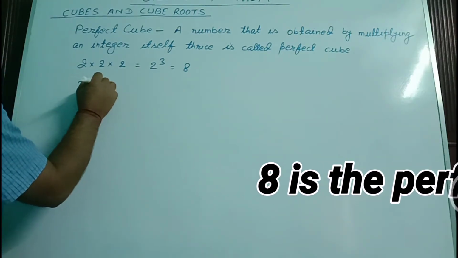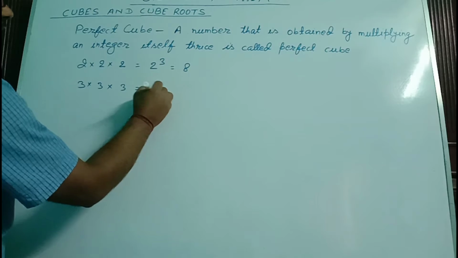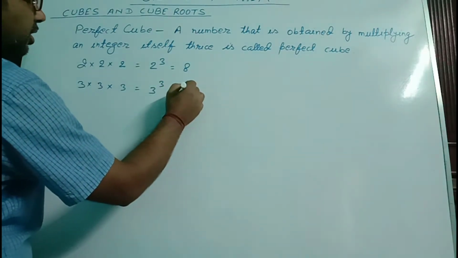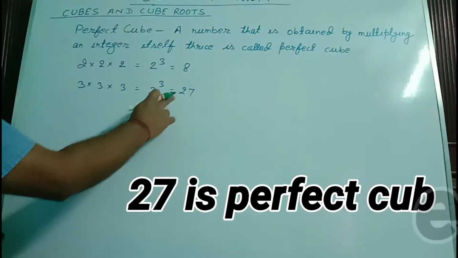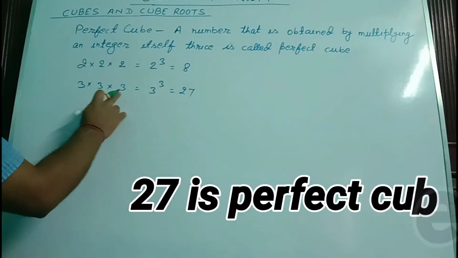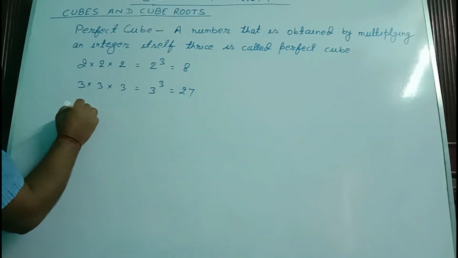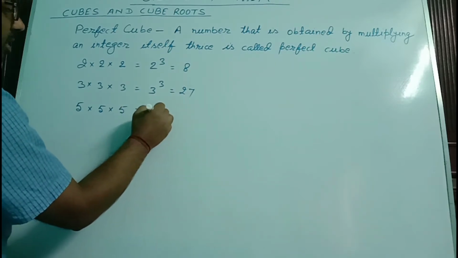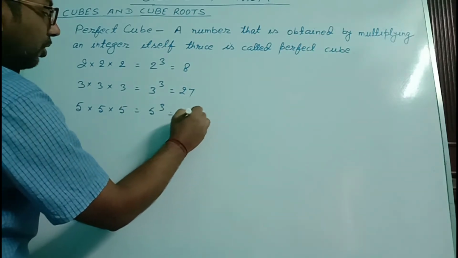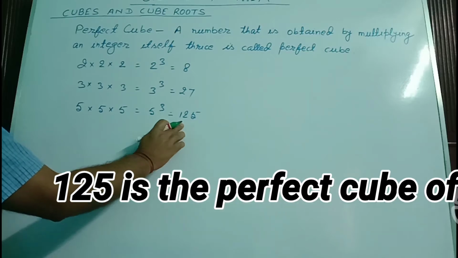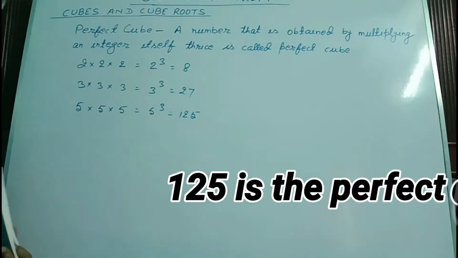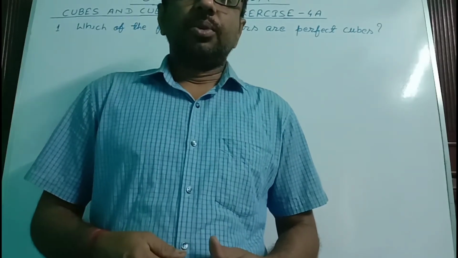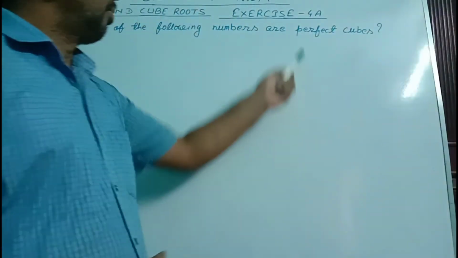Similarly, we multiply 3 times. We can write 3 cube, and this result is 27. So we say 27 is the perfect cube of 3. Similarly, we multiply 5 3 times and we get the result as 125. So we say 125 is the perfect cube of 5. On the basis of that perfect cube, you are going to start the exercise 4A.